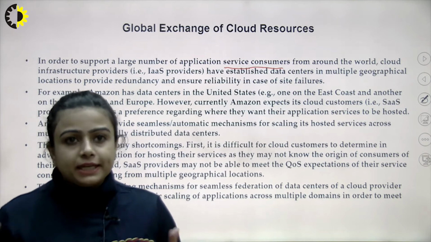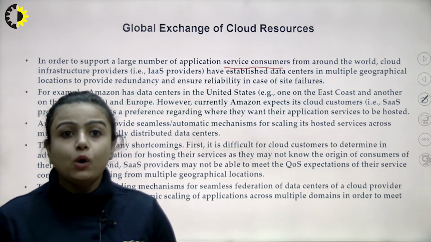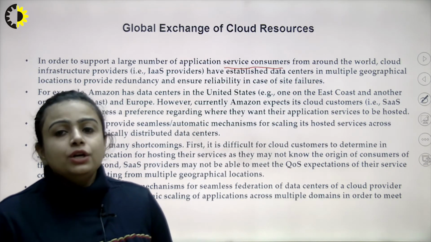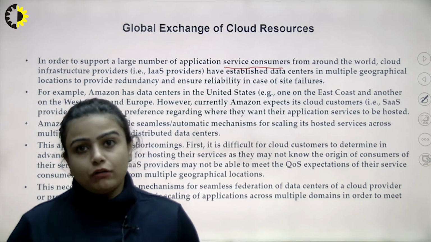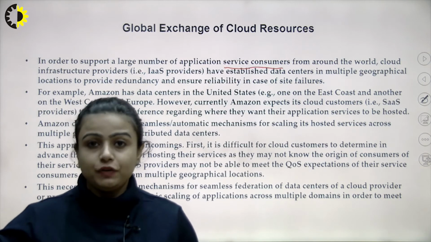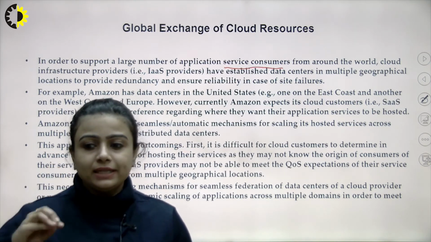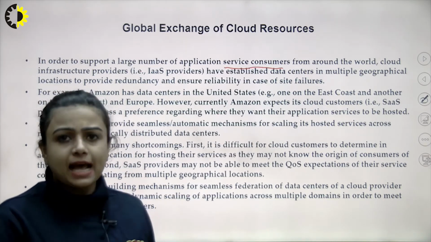Redundancy means you're duplicating the data everywhere, and also you ensure that the data is always available. You ensure reliability in case of site failures. So your data center has the responsibility to handle the situation whenever there is a site failure. That particular site failure is successfully handled by the other sites, and you can manage the allocation of resources to some other site. So let's say site A has failed.